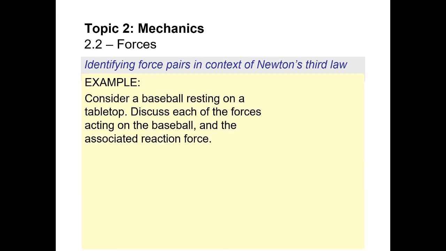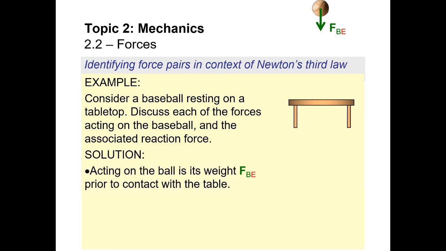Consider a baseball resting on a tabletop. Discuss each of the forces acting on the baseball and the associated reaction force. So whether or not the baseball is in contact with something, there's always going to be a weight associated with it. There's a force of gravity. And that force of gravity is the force on the ball due to the earth, so F sub BE. And that is true whether it's on the table or not.